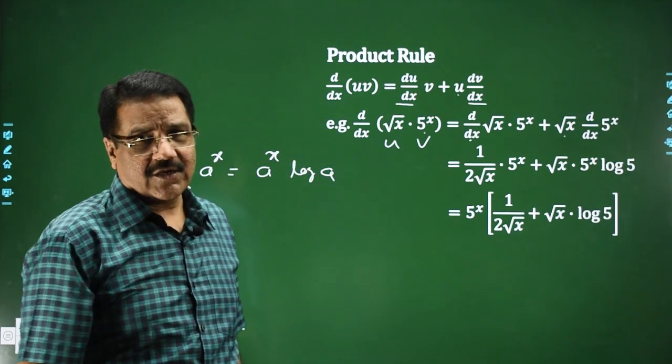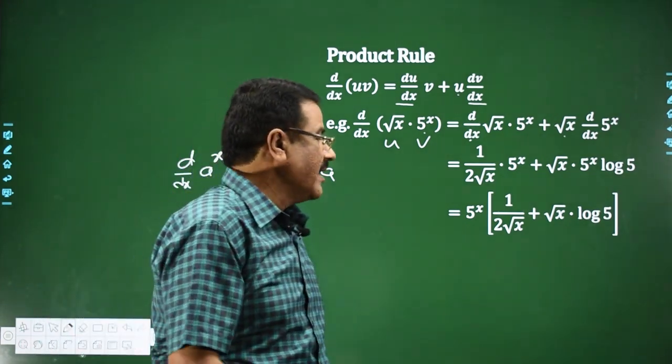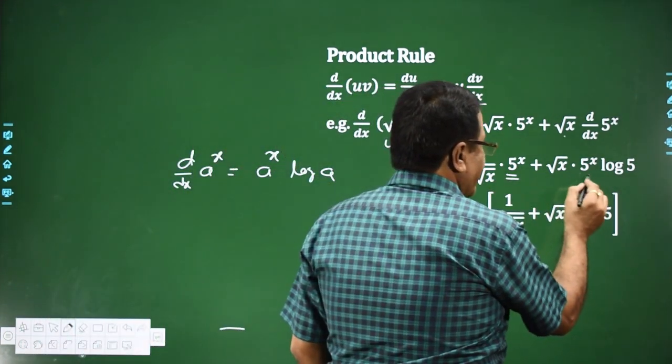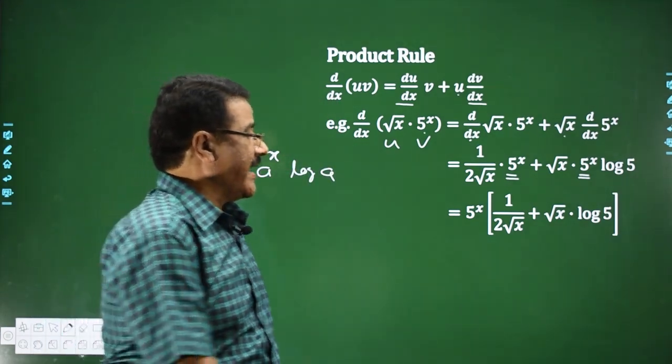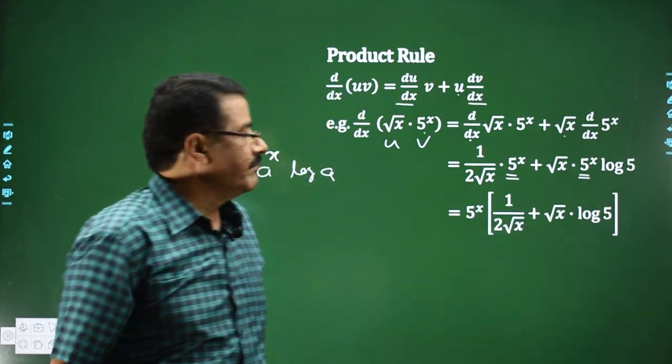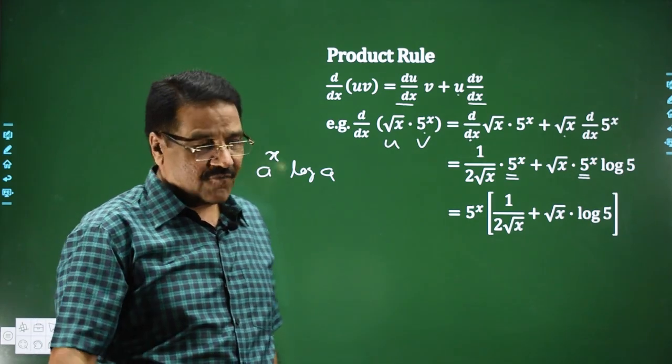It is always better to give the answer in simplified form. Here observe that 5 raised to x is there, we can take it common. So, 5 raised to x into bracket 1 upon 2 root x plus root x into log 5.